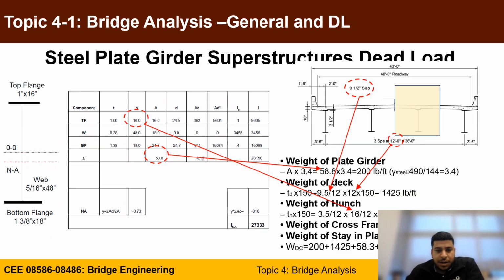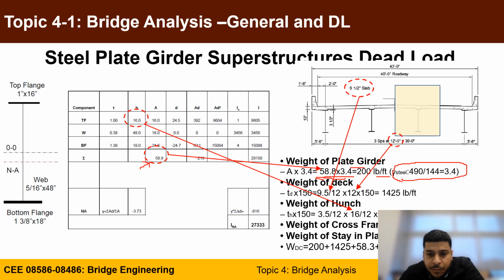Given that you know all of this good stuff, now we need to calculate the weights, which will be straightforward for the interior girder. You have the weight of the plate girder, which is from the area. You multiply by the unit weight of the steel, 490 pounds per cubic foot, converting from feet to inches because your area is in inches for this plate girder. So it's around 200 pounds per linear foot.